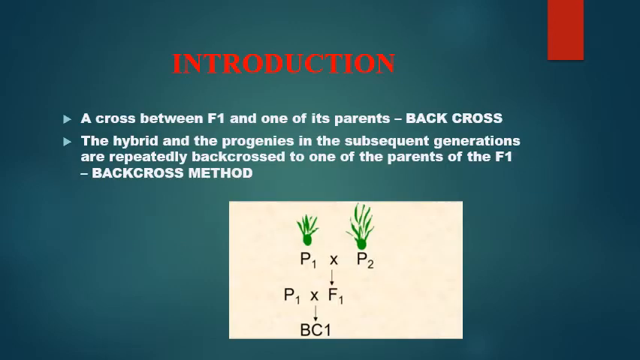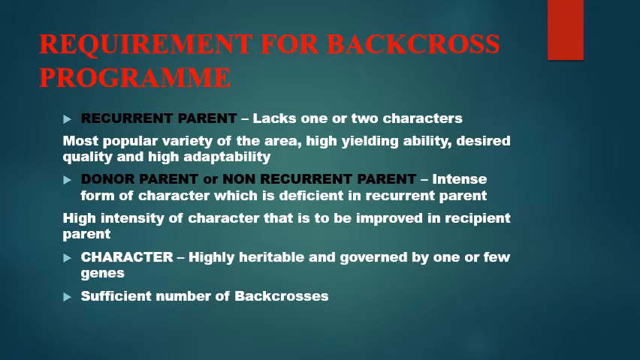Introduction. What is a backcross? The F1 is the resultant of a cross between parent 1 and parent 2. When this F1 is crossed with any one of its parents, it is called a backcross. If this process of backcross is repeatedly used in the hybrid and the progeny in the subsequent generations, it is called the backcross method.